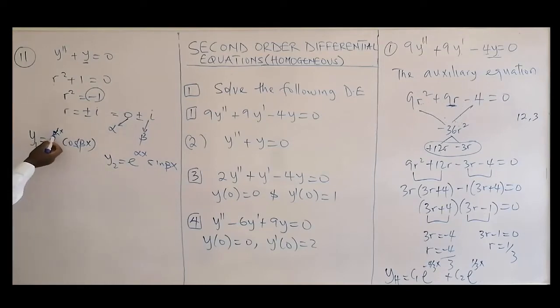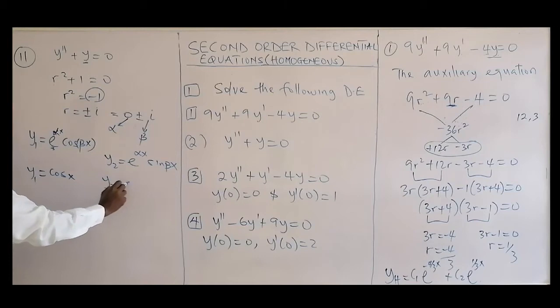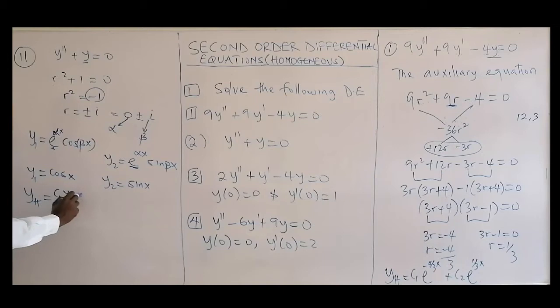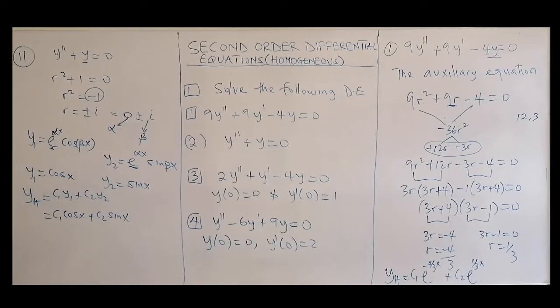But your alpha is 0, so by the time you put it here, the exponential goes. Alpha in this case is 0, so we just have cos of beta x. Your beta here is attached to your complex number, so just 1. So y1 is cos x, and y2 is sine x. So your general solution for the homogeneous part will be y equals c1 y1 plus c2 y2, and that will be c1 cos x plus c2 sine x. Okay, so that's on that.